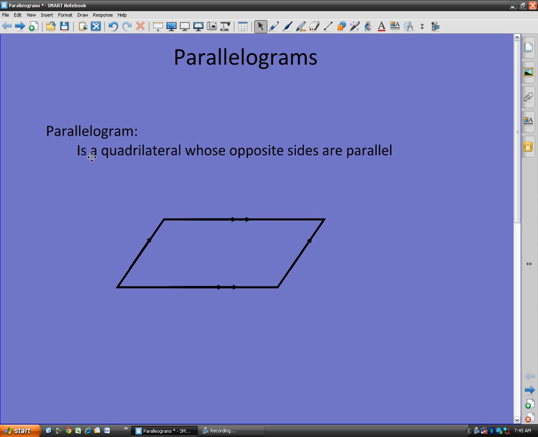The definition of a parallelogram is a quadrilateral whose opposite sides are parallel. And you can see by my markings on my drawing, with these arrows made a little bit bigger, that these two sides are parallel and the top and bottom are also parallel.